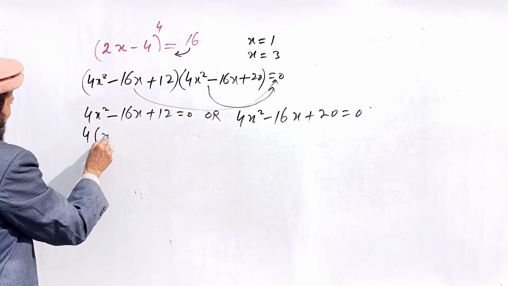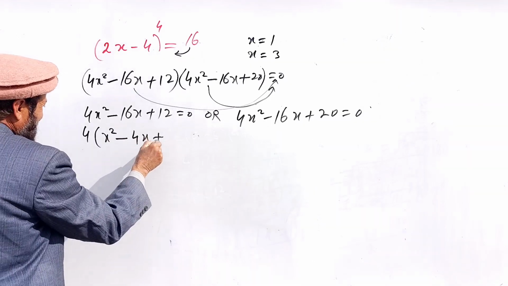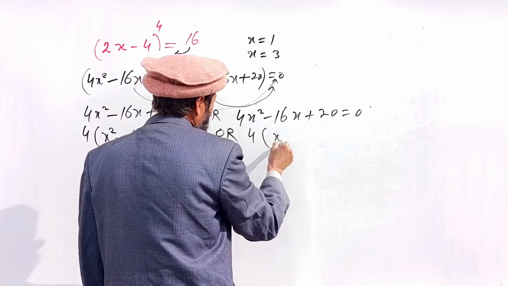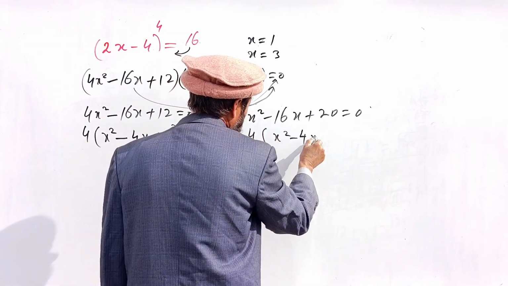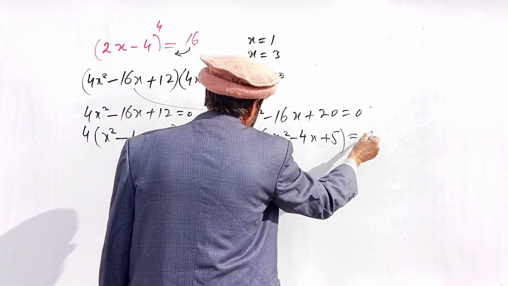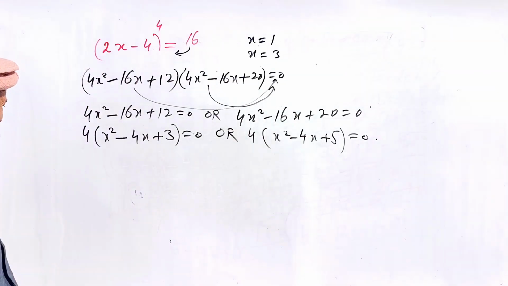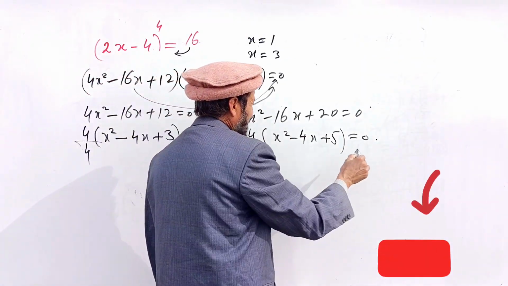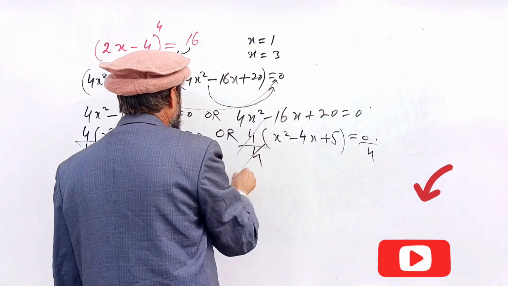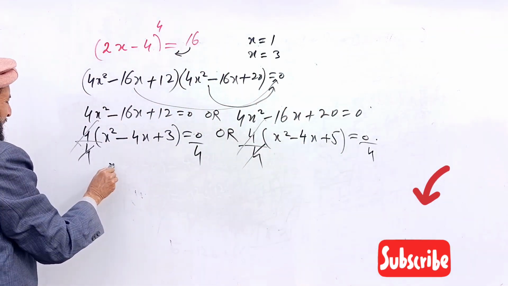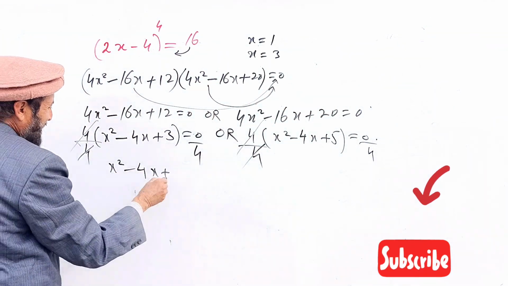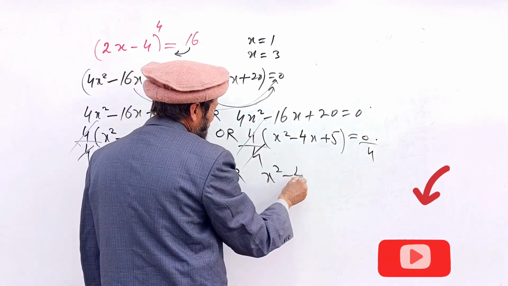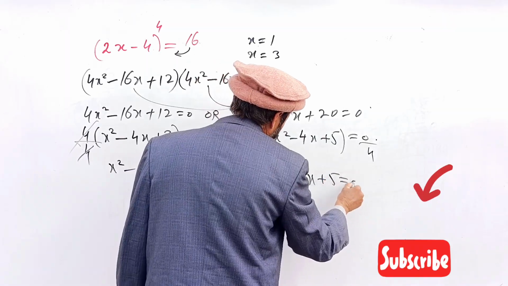If we take 4 common, x square minus 4x plus 3 is equal to 0. Similarly, x square minus 4x plus 5 is equal to 0. Dividing both sides by 4, the 4 cancels each other. So we get x square minus 4x plus 3 is equal to 0, or x square minus 4x plus 5 is equal to 0.